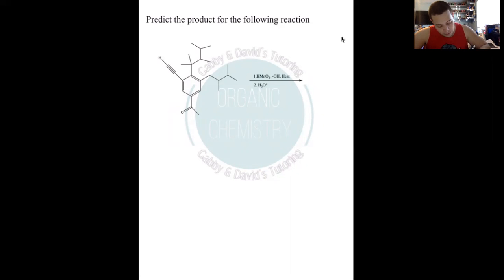For the KMnO4 reaction, we definitely can work with this triple bond. So let's draw this benzene ring out first. For the benzene ring, I'm making a carboxylic acid. We can also change the carbonyl at the bottom. We can make it become a carboxylic acid.